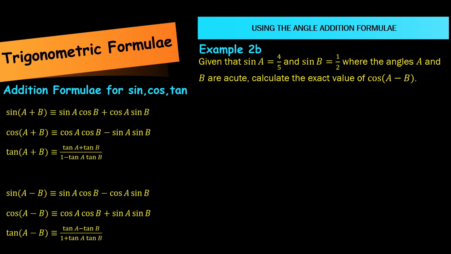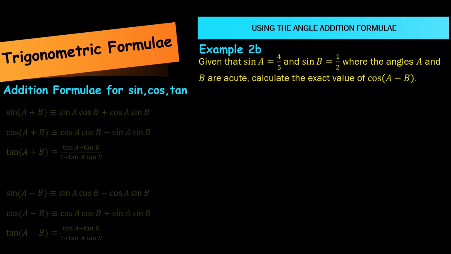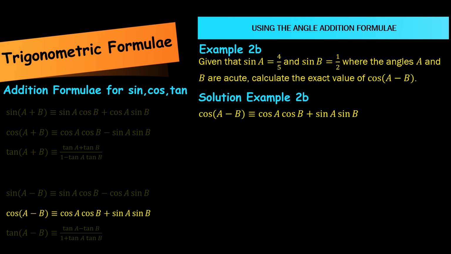Now let's take a look at part B. We're going to use the formula cos(A − B) is identical to cos A cos B plus sin A sin B, in order to find the value of cos(A − B).